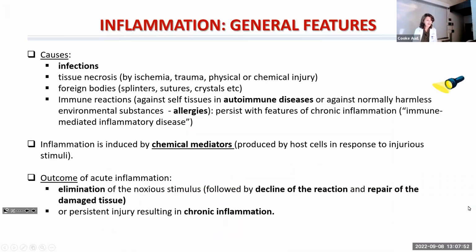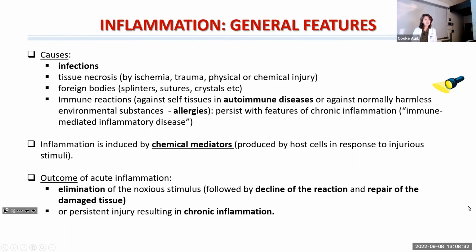Right. All right. Now let's talk about causes of inflammation, some general features of inflammation. Among the causes of inflammation, of course, on top there are infections, but these are not the only causes of inflammation. Tissue necrosis by different mechanisms, by ischemia, by mechanical factors, trauma, by physical or chemical injury, extremes of temperature, and so on. Tissue necrosis can also incite an inflammatory reaction. Foreign bodies. And also, don't forget about immune reactions, which can persist with features of chronic inflammation. Now, these are the causes.